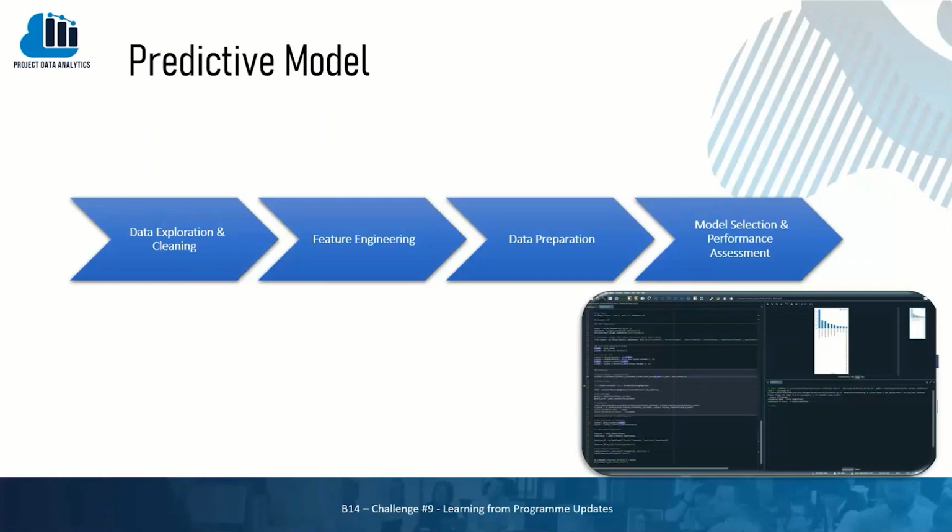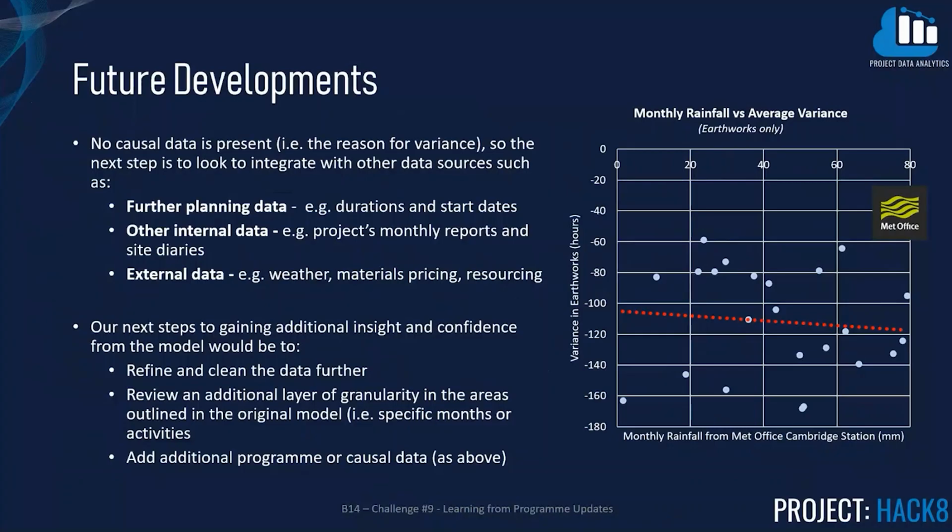The current model is not suitable to be used directly, but does form a solid basis for future development. We've been able to review a broad range of features based on the data, but have only scratched the surface of what may be causing programme issues. The next step would be to look at further sets of planning, internal and external data. Our team have already undertaken, for example, some initial analysis linking open source Met Office weather data to programme variance, and think that this would be worth exploring further.